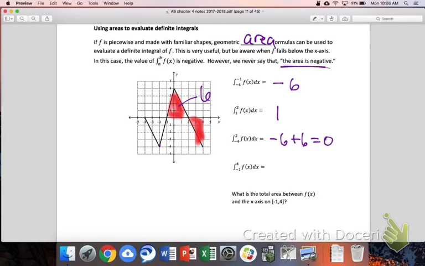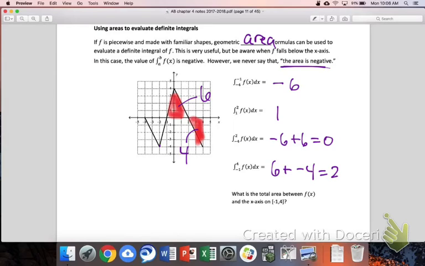So the area is 4, but below, because it's below the x-axis, it's going to show up as a -4. And so the integral would spit out a 2. Make sense?